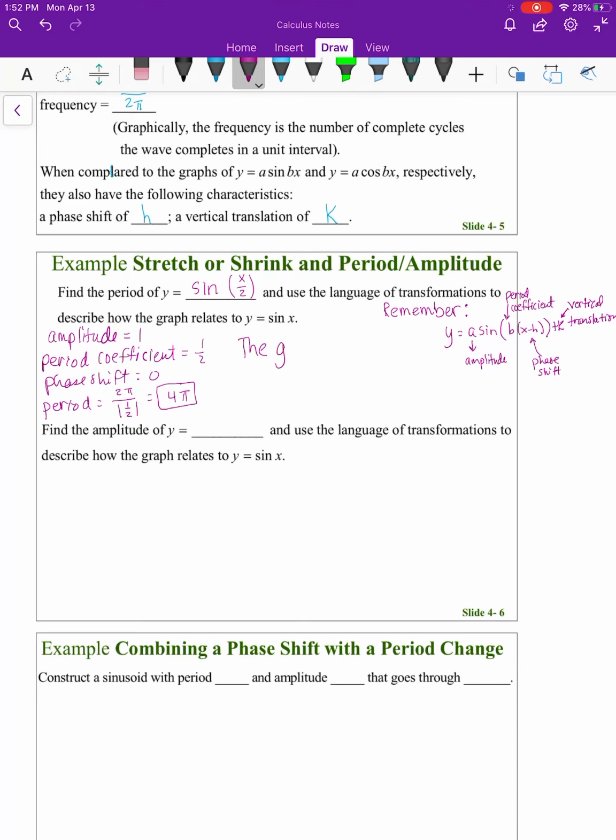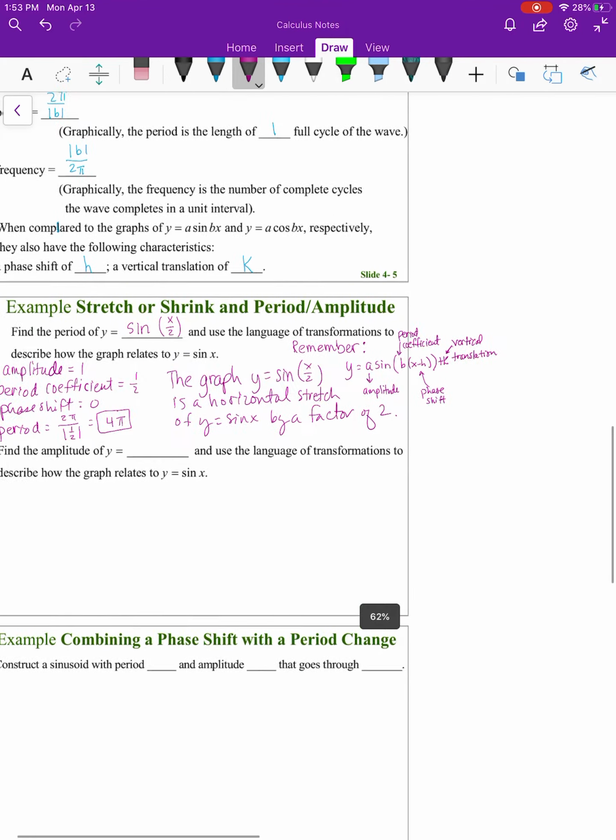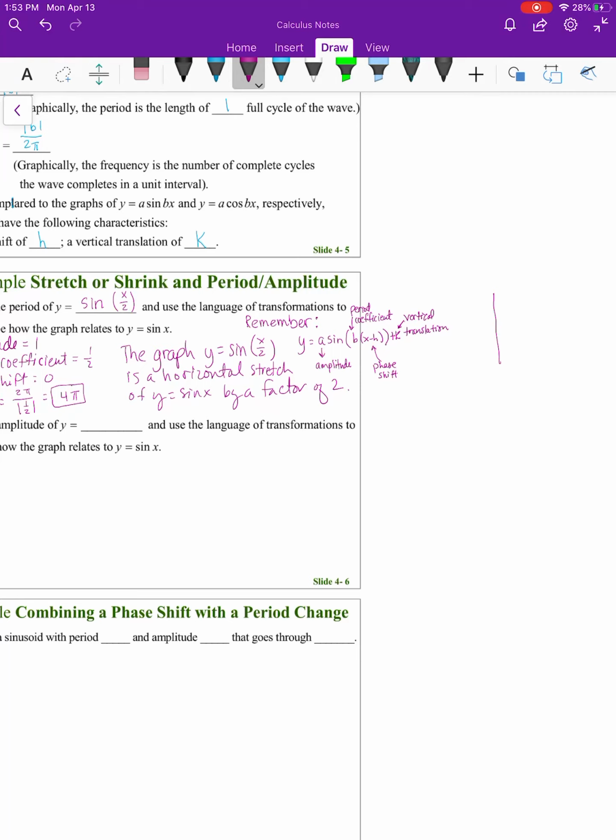And so now they're asking us to use the language of transformations to describe how the graph relates. So we're going to say the graph y equals the sine of x over 2 is a horizontal stretch of y equals the sine of x by a factor of 2. Remember those horizontal shrinks and stretches? It's always the reciprocal, which is actually the factor.